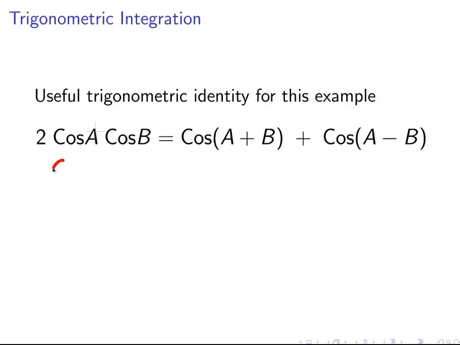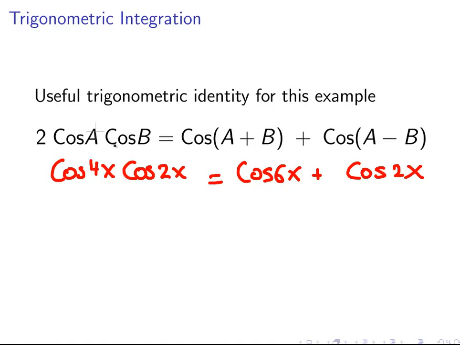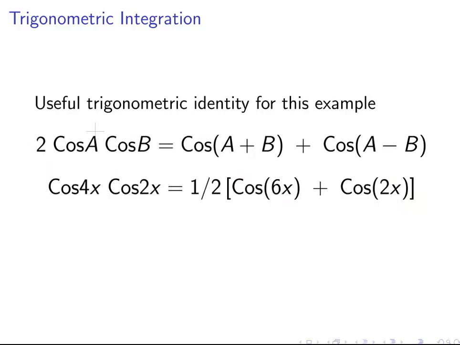Well, cos 4x cos 2x is equal to cos 6x plus cos 2x. Now remember this 2 over here, so we have to account for that. So what we're going to do is divide this side by 2. We'll actually just divide both of those by 2. So we can rearrange our expression in that form there. It's a half of cos, I've put the half outside the bracket there.